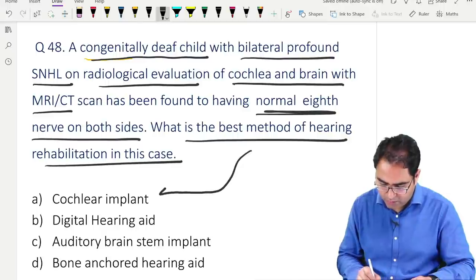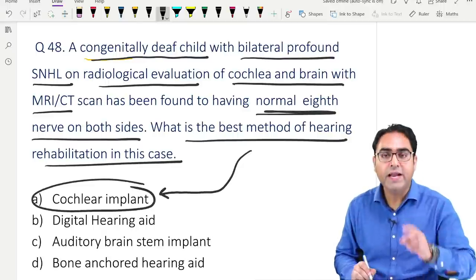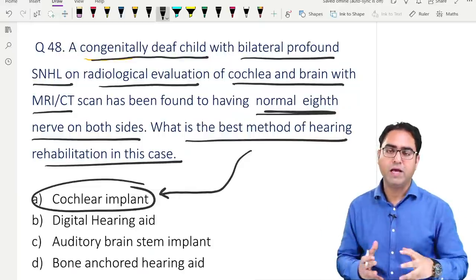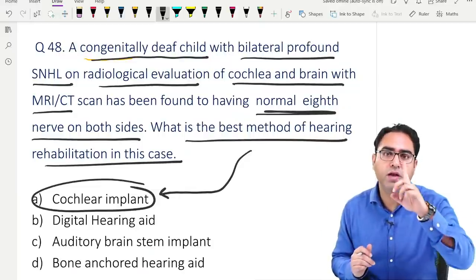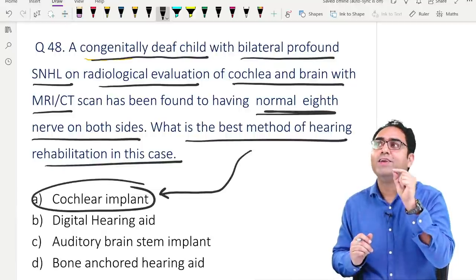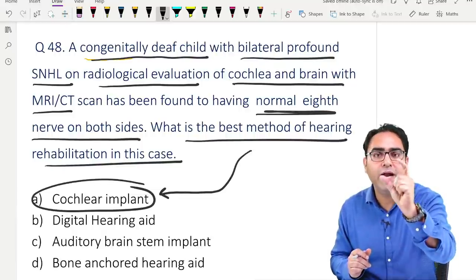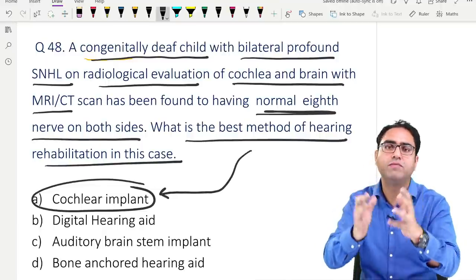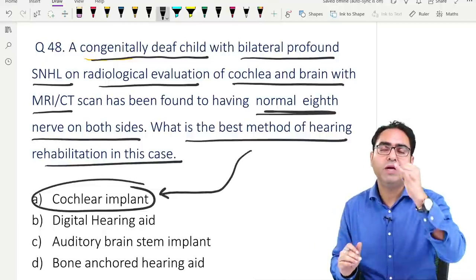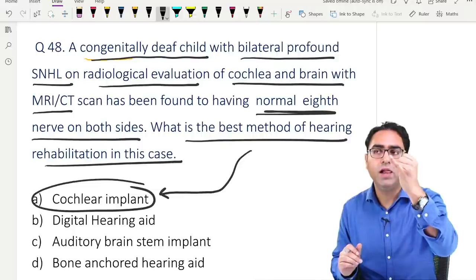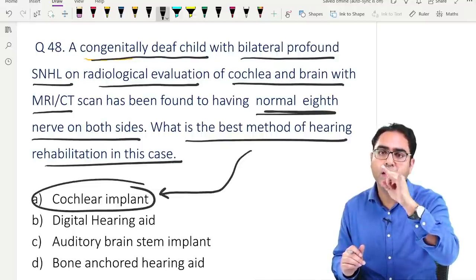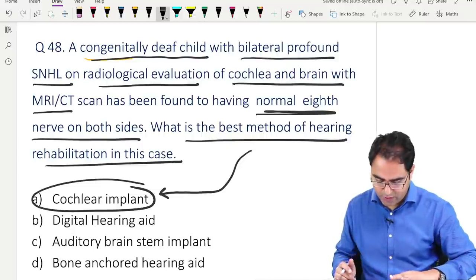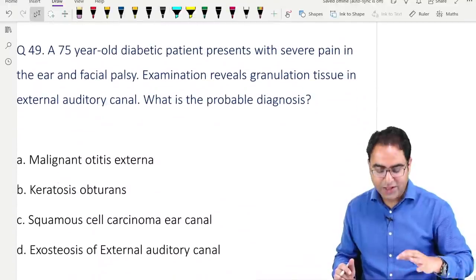Of course, cochlear implant. Cochlear implant is indicated for bilateral profound hearing loss, and the ideal age for surgery is 1 year. Before surgery, you should demonstrate that the 8th nerve is normal. This is the exact indication profile of the cochlear implant: bilateral profound SNHL, and MRI and CT to prove the 8th nerve is normal. Okay, perfect. Cochlear implant.